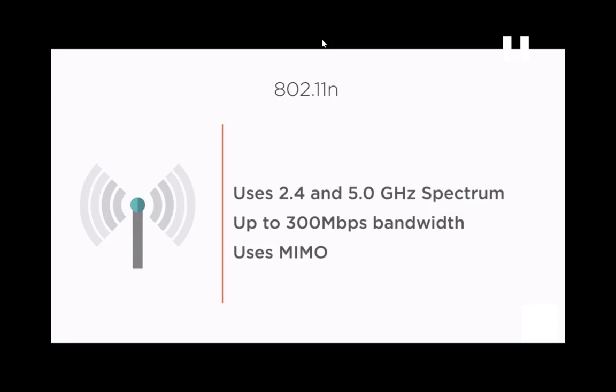What does MIMO mean? MIMO means multiple input and multiple output. Basically, MIMO has multiple antennas on our routers. As you can see, we have modern routers which have 4 antennas or 8 antennas, using different channels at the same time.